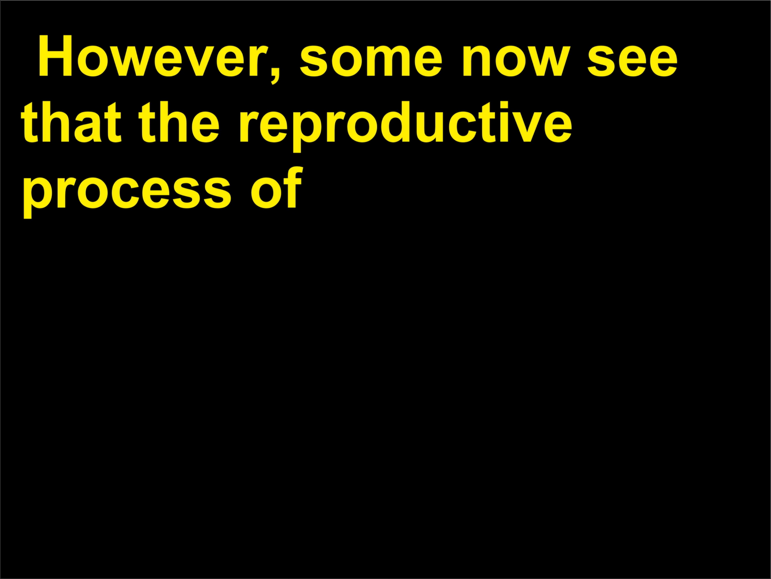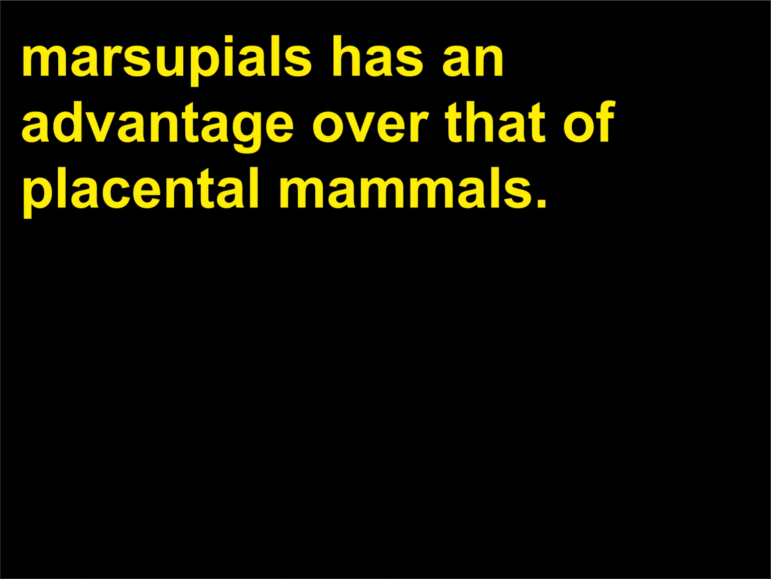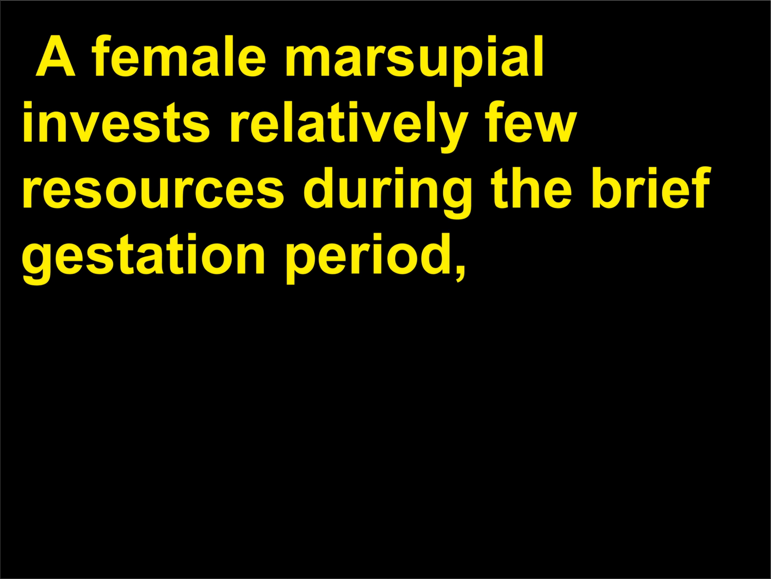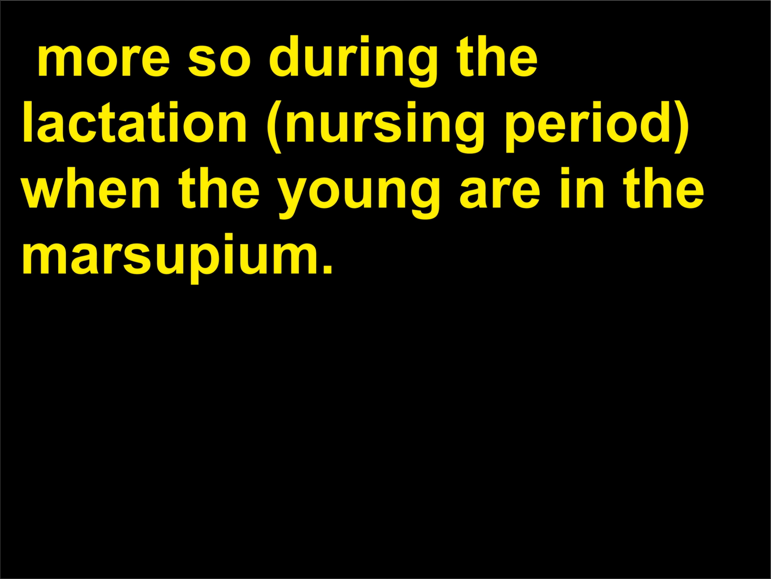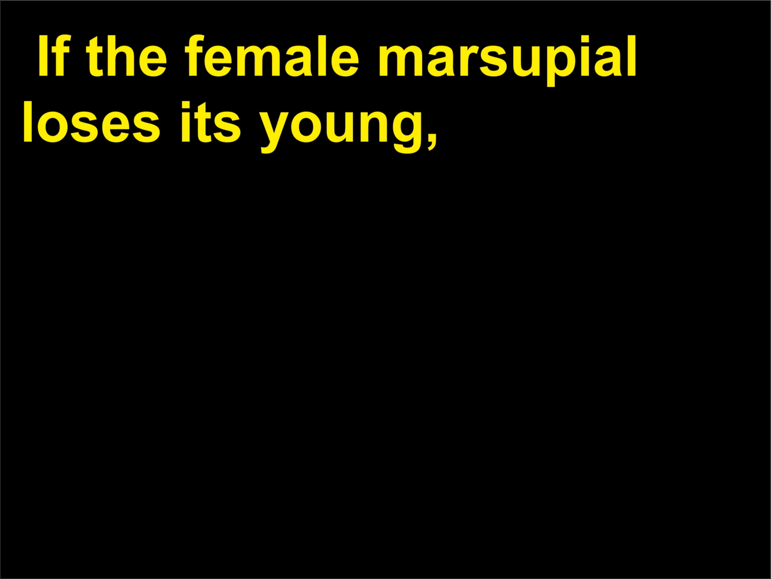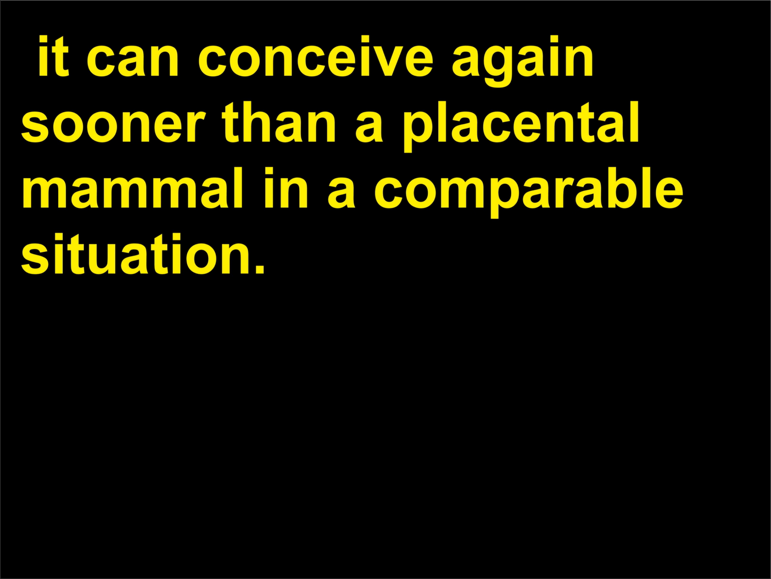However, some now see that the reproductive process of marsupials has an advantage over that of placental mammals. A female marsupial invests relatively few resources during the brief gestation period, more so during the lactation, nursing period, when the young are in the marsupium. If the female marsupial loses its young, it can conceive again sooner than a placental mammal in a comparable situation.